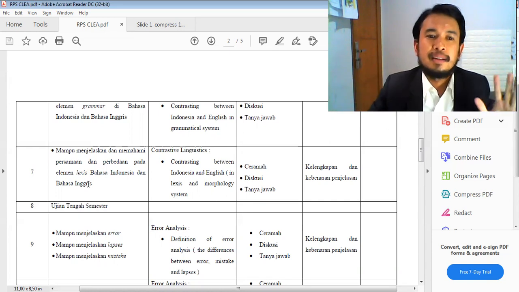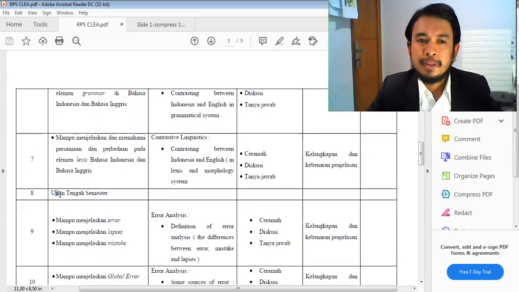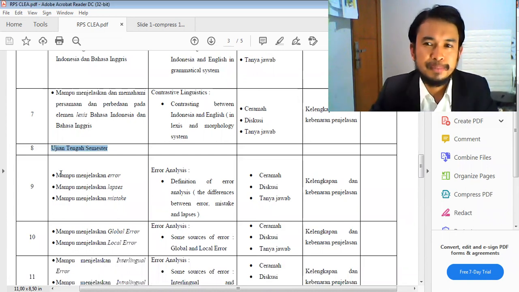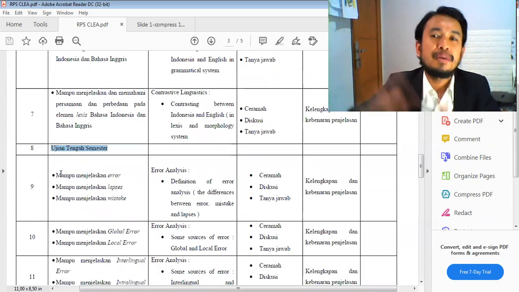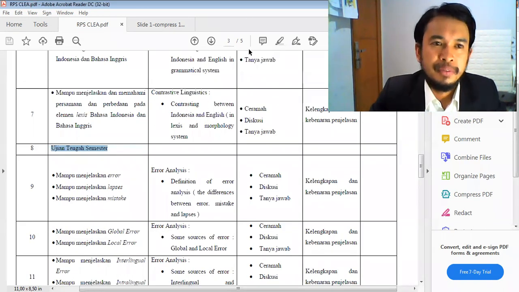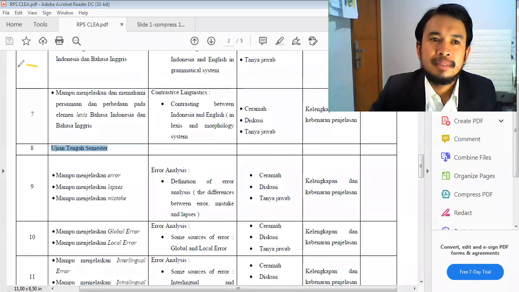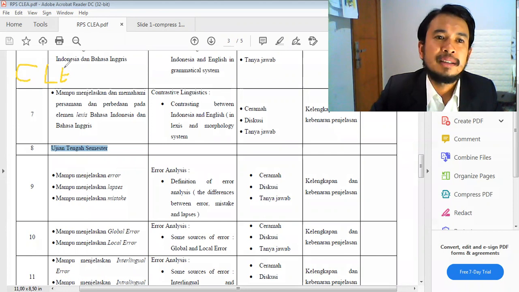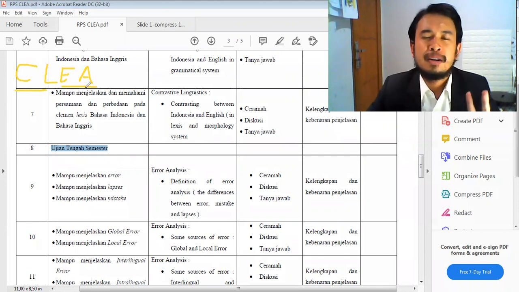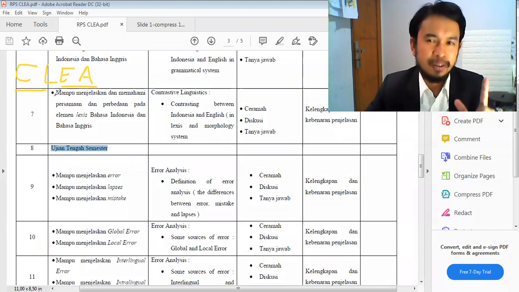Now, afterwards, you are going to prepare for your mid test. And also we have the part after the mid test. After the mid test, we talk about error analysis. As I just mentioned before, this is CLEA. CLEA means contrastive linguistics and error analysis. It means there are two points that we are going to talk about: contrastive linguistics and also error analysis.